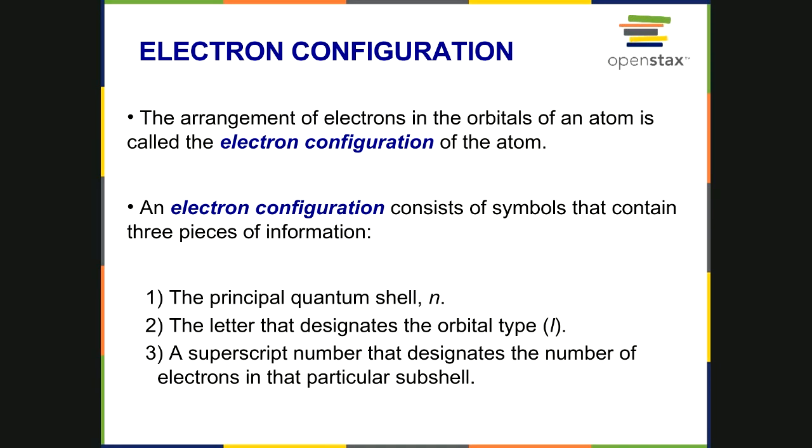Okay. Now, this all comes down to the rules that we're going to use when we write out an electron configuration. Electron configuration is going to describe how the electrons are arranged in the atom. And we describe it by saying what electrons are placed in what orbitals. So a configuration is going to contain three pieces of information: the principal quantum number, a letter that designates the orbital type, and a superscript that's going to indicate how many electrons are in that particular subshell.